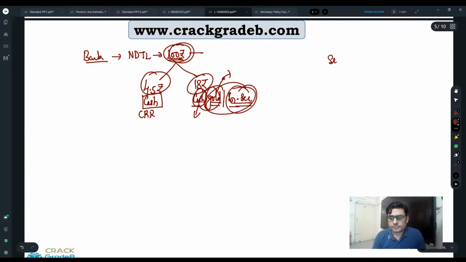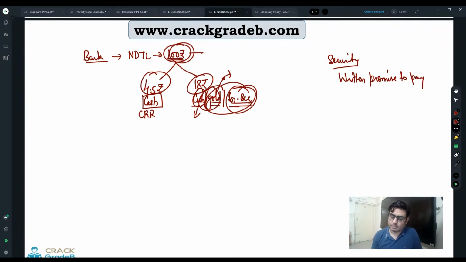First, understand what a security is. It's a written promise to pay. A written promise to pay. Okay, I'm promising you that I will repay the money, right? So in that sense it is called a security. Now if we prefix it with government, government securities means the government is issuing a paper, and on that paper the government is promising that we will repay the money we are getting against this paper.